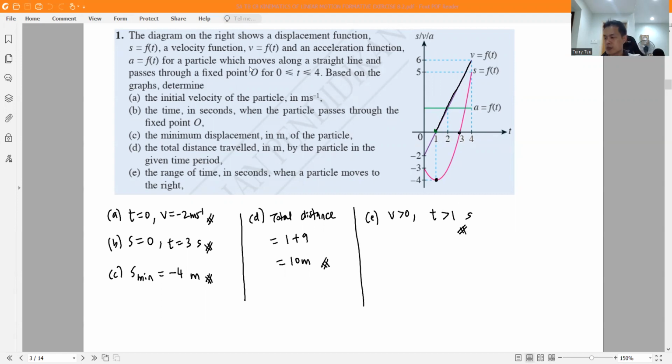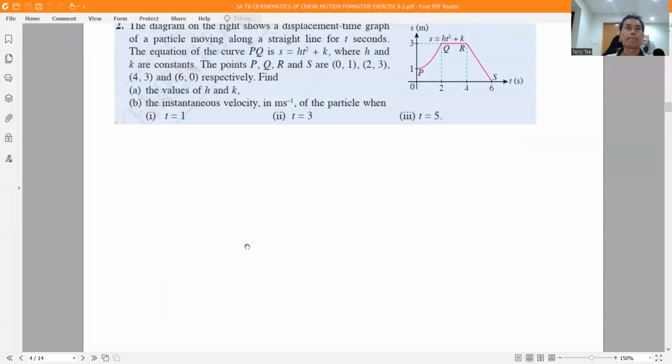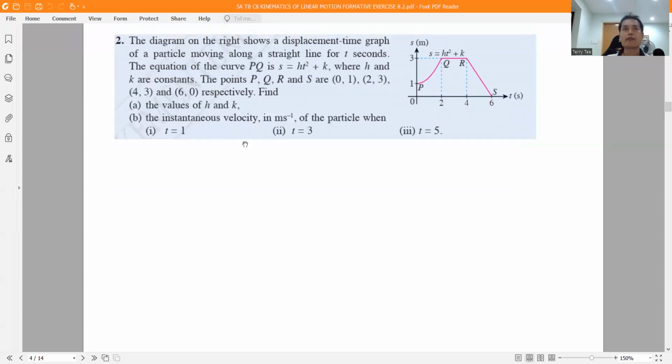Okay, let's move on to the next one. Question number 2. Here we have a diagram that shows the displacement-time graph of a particle moving on a straight line.